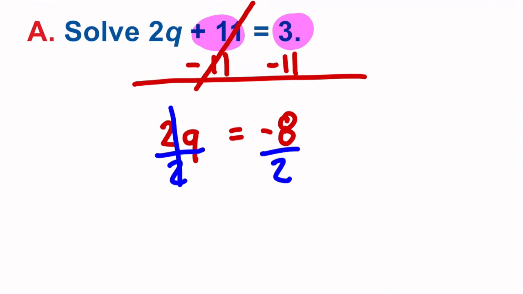So the 2's are going to cross out because 2 divided by 2 is 1, but I don't need to put the 1. If it was a negative 1, I would put it. So that means that q equals negative 4. And that's all I had to do for this problem. q equals negative 4.